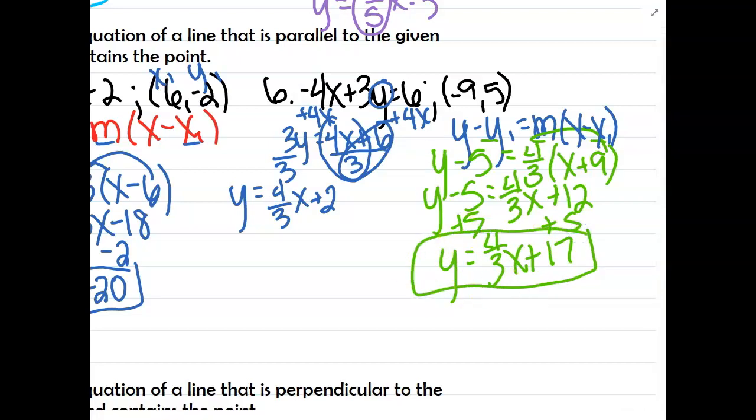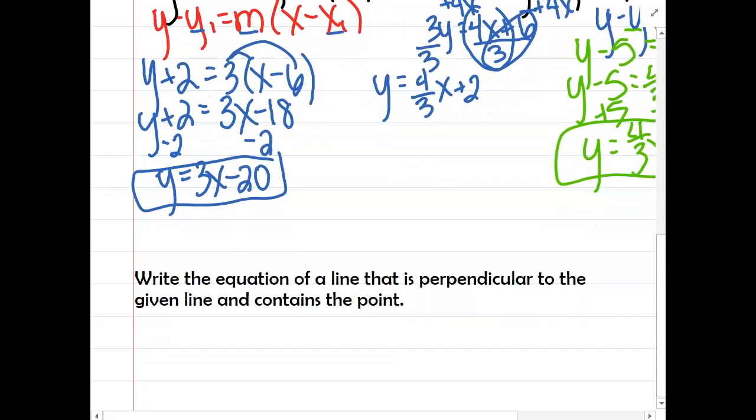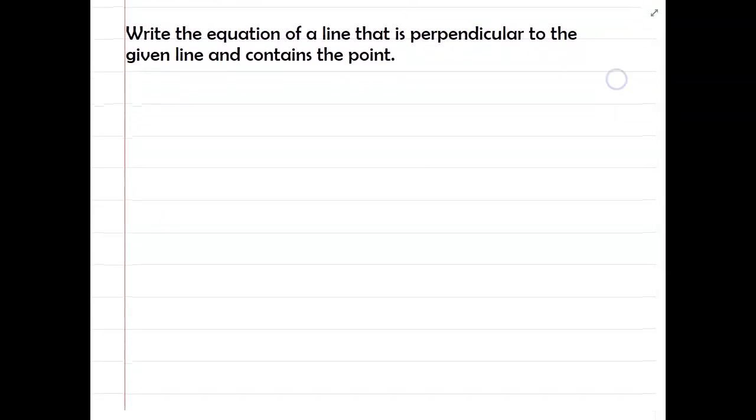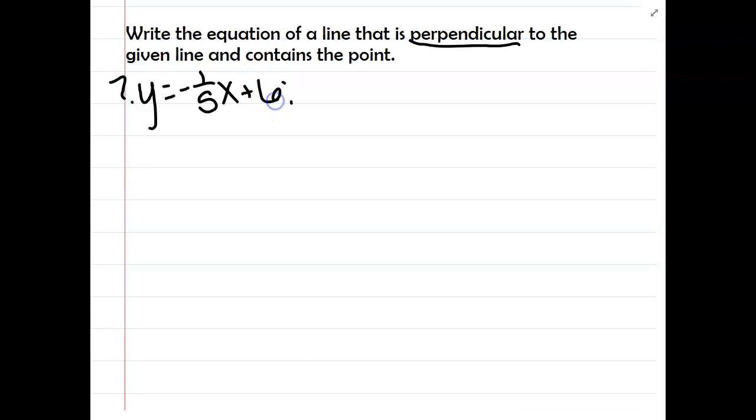You guys have questions? So you can kind of see it's just more practice from what we've been doing. All right, number 7. This time we want to write the equation of a line that's perpendicular to the given line. So it's the same thing. We're just going to find the slope a different way. So number 7, y equals negative 1/5 x plus 6, perpendicular to that line, and passes through the point negative 4, comma 0.